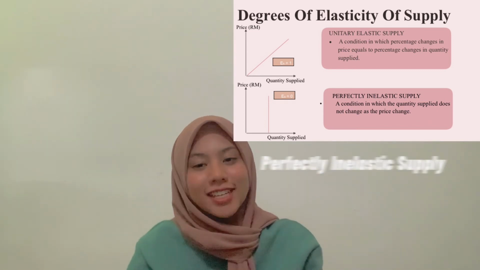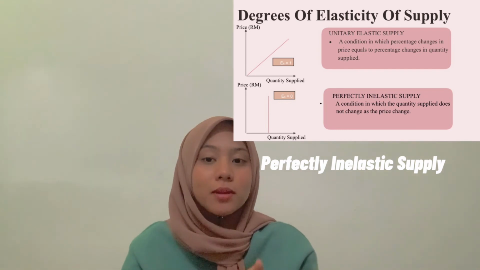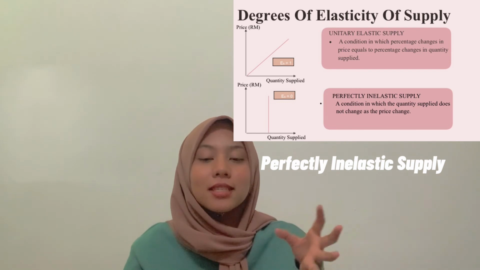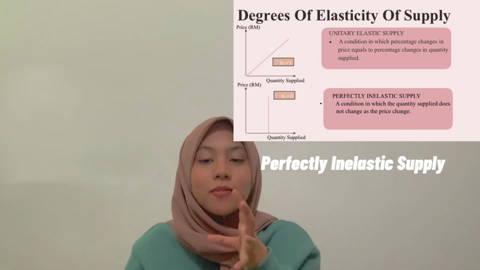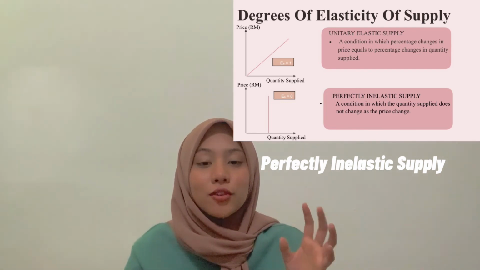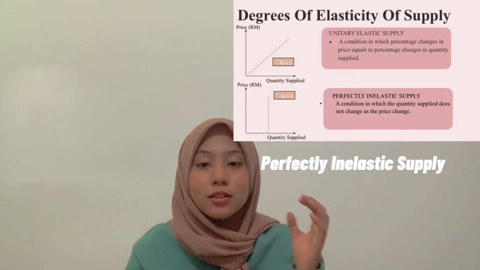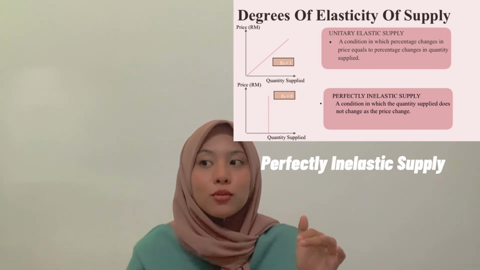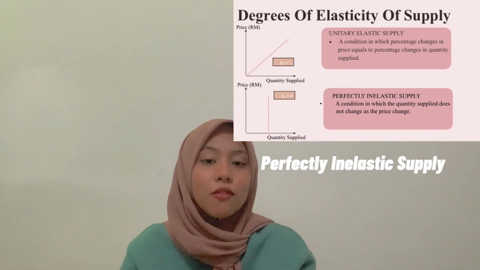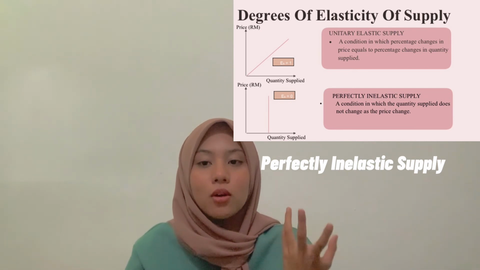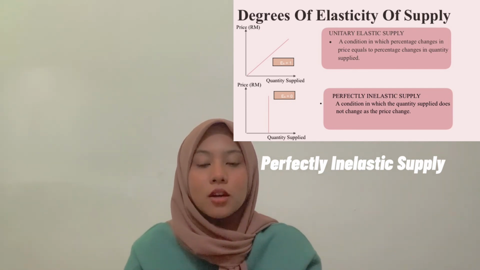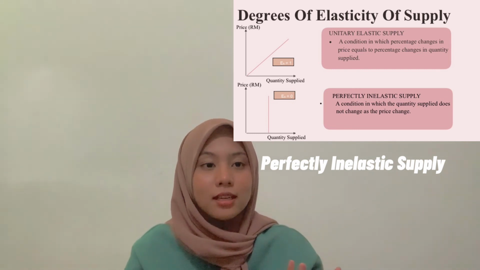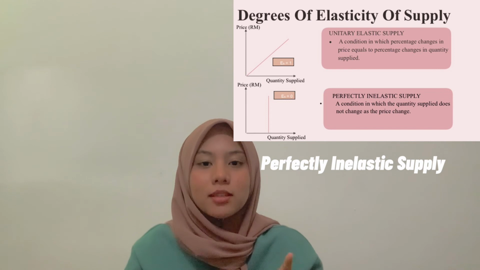The last one is perfectly elastic supply. When a slight or minimal change in price causes an infinite change in quantity supplied, it is said to be infinite or perfectly elastic supply. In a graph, such a situation is represented by a straight line which is parallel to the x-axis. This kind of price elasticity is expected to occur in highly luxurious goods. However, perfectness of anything, including perfectly elastic supply, is considered to be rare in practical economy.